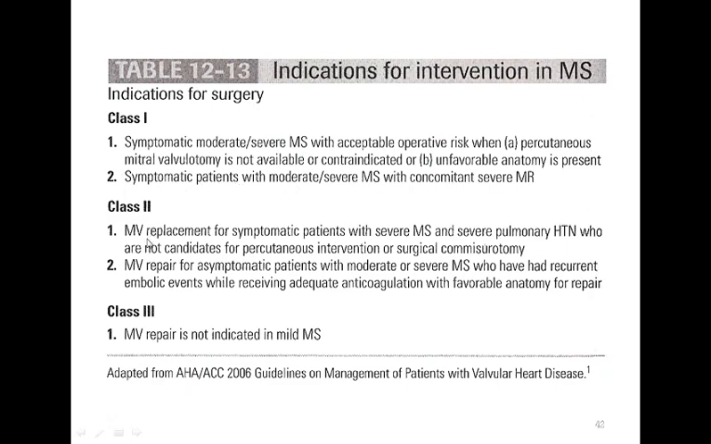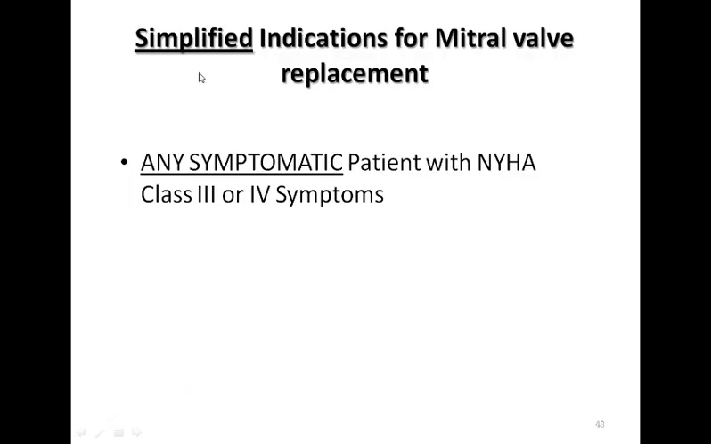Class 2 indications are mitral valve replacement for symptomatic patient with severe mitral stenosis and severe pulmonary hypertension who are not candidates for percutaneous intervention or surgical commissurotomy. Second indication is mitral valve repair for asymptomatic patient with moderate to severe mitral stenosis who have had a recurrent embolic event while receiving adequate anticoagulation with favorable anatomy for repair. Class 3 indication: mitral valve repair is not indicated for mild mitral stenosis. So, mild mitral stenosis patient, we don't do mitral valve repair. So, in a simpler way, any symptomatic patient with NYHA class 3 or 4 needs mitral valve replacement.